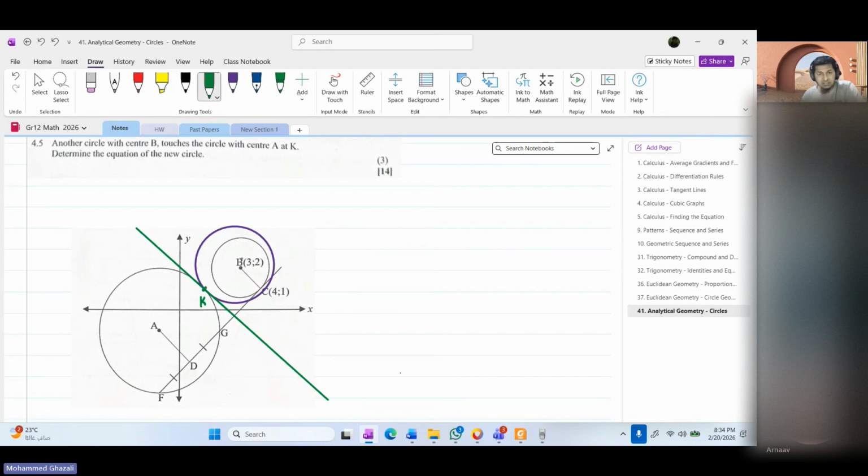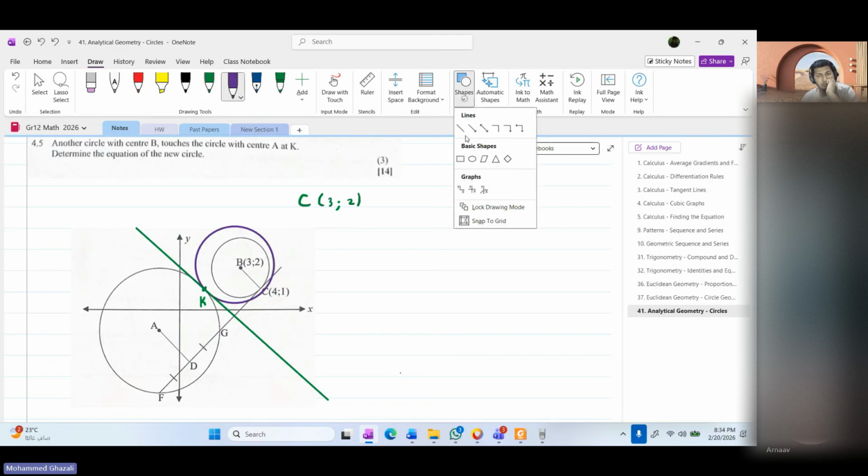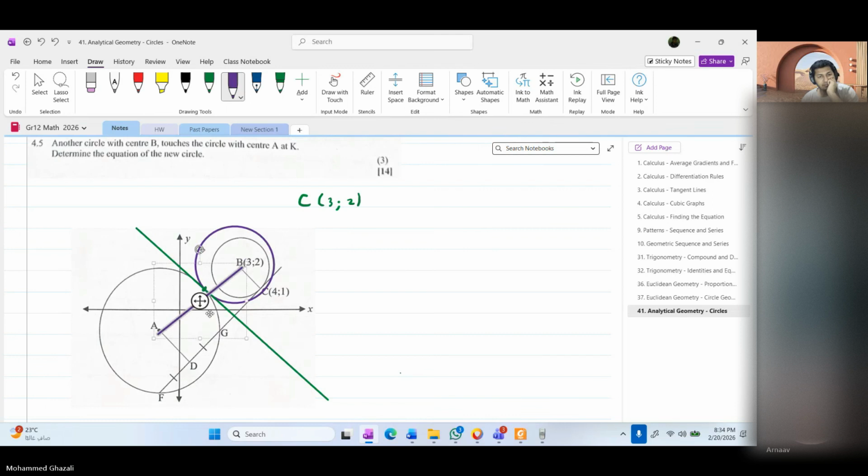Well, we have the center of the circle, right? What is the center? 3 and 2. All we need to do is find the radius. Now remember in the previous example, we found the distance from A to B. Think of this as a small radius 1 from there to there, and this is radius 2. So what is AB?